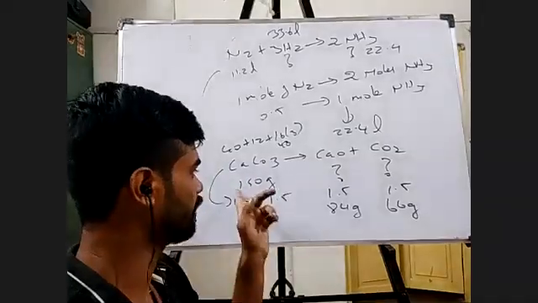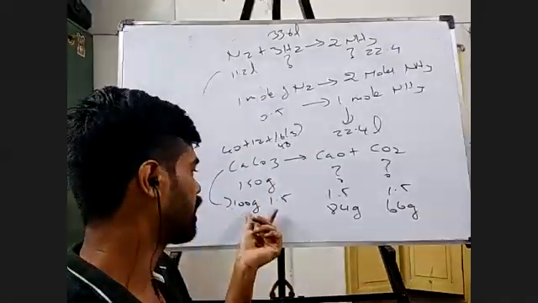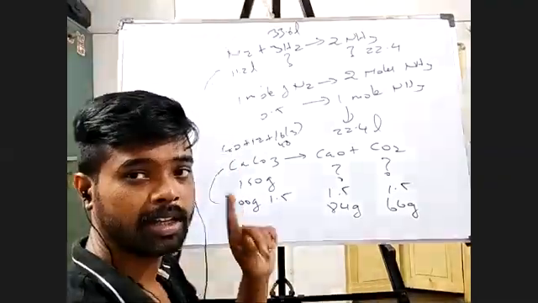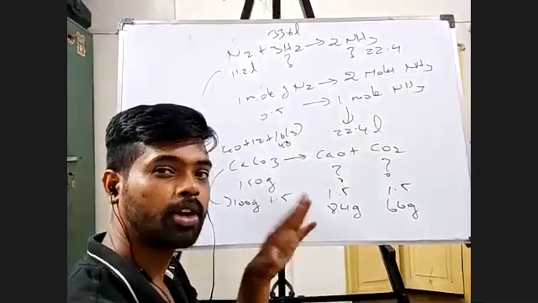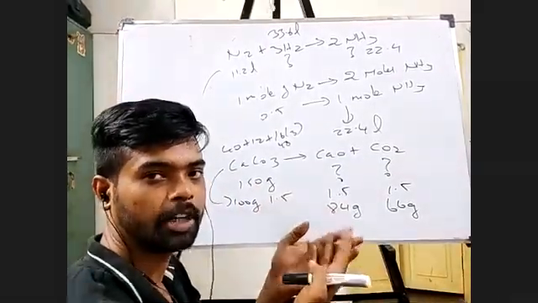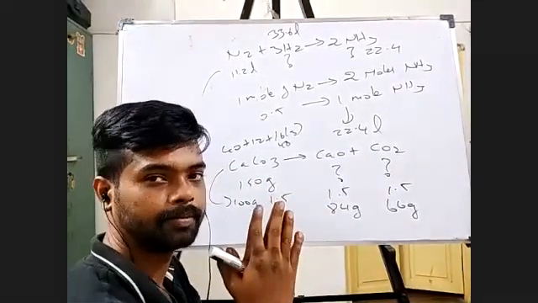Again, whatever data is given to you, 150 grams was given. I converted it to number of moles, that is given mass by molecular mass. See, if you calculate the molecular mass wrong, the entire problem goes wrong, even though you know how to do the problem. You have to be very, very careful, right?